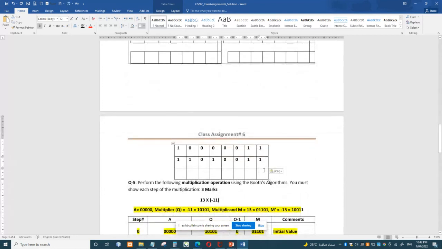So 1 plus 1 is 10, so we'll put 0, carry is 1. So that carry 1 plus 1 plus 1 is 3. 3 means 11, so we'll put 1 here, and again carry is 1. So 1 plus 0, carry is still 1. Then 0 plus 0 is 0, then 0 plus 1 is 1, and then 0 plus 0 is 0. 0 plus 1 is 1, then 1 plus 1 is 0.